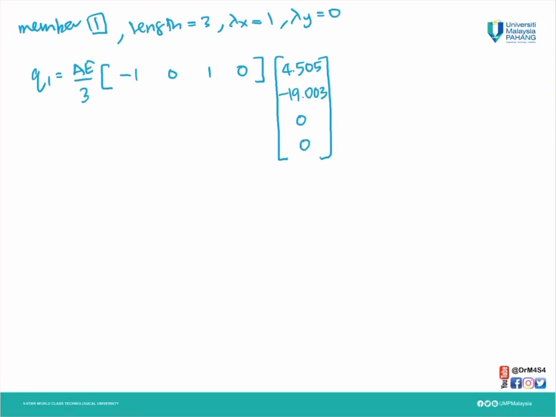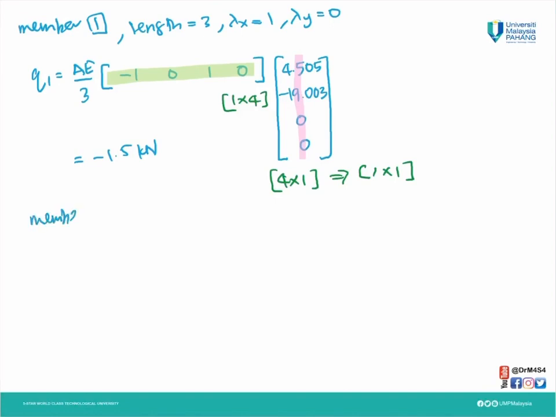You have to do matrix operation here. This one is size of 1 times 4, and this one is 4 times 1, so we will get matrix size of 1 times 1. Expand your matrix, we will have value Q1 negative 1.5 kilonewton. Do the same for member 2. Length is 5 meter. Lambda x is 0.6. Lambda y is 0.8. So Q2 is AE divided by 5.